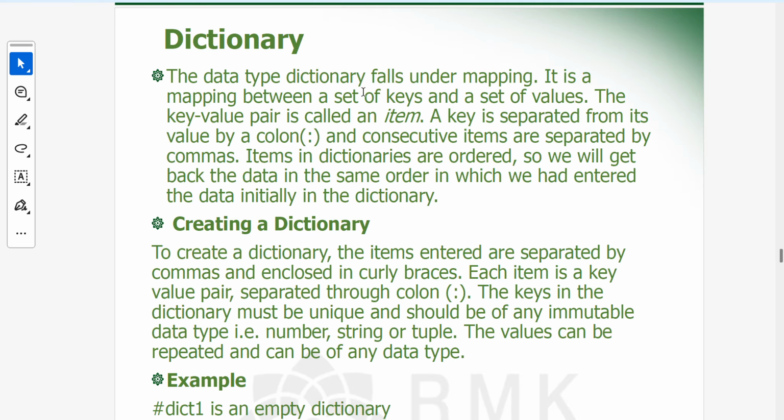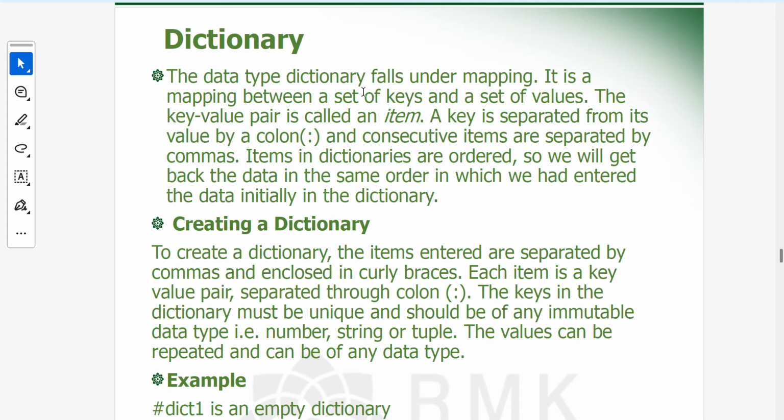Next we'll move on to dictionary. So what is a dictionary? Here it is based on the concept of mapping. Mapping is nothing but, for a particular key, the particular value will be identified. So it is a mapping between a set of keys and a set of values. This key-value pair is called a single object, a particular item in a dictionary.